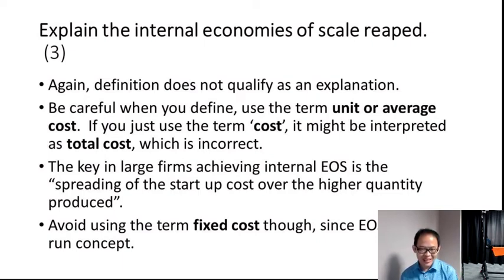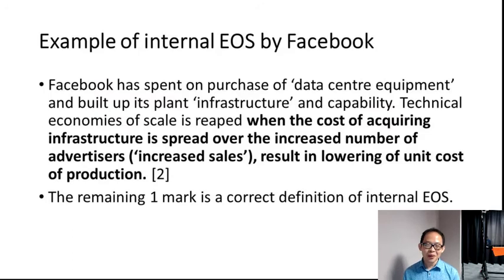So the key in large firms achieving internal EOS is that they can spread the startup cost over the higher quantity produced. I would advise students to avoid using the term fixed cost. Notice I use the word startup cost because EOS is a long run concept. So to get all 3 marks, the first mark is of course the correct definition of internal EOS. The next 2 marks are to use evidence from the case.